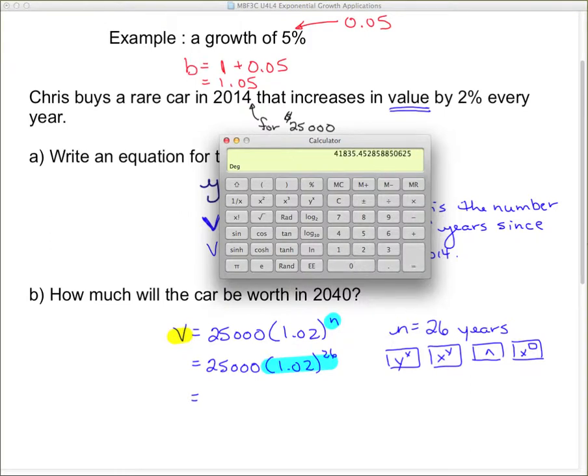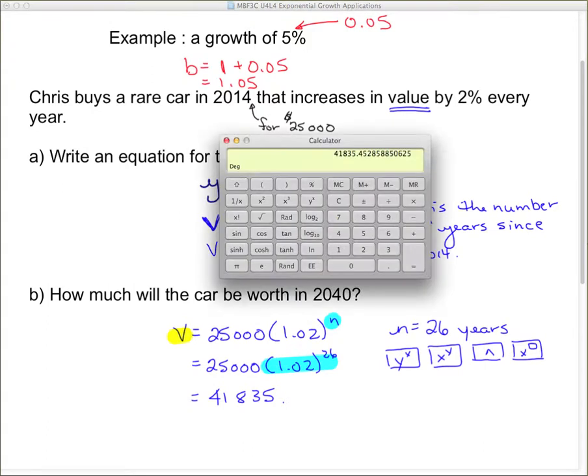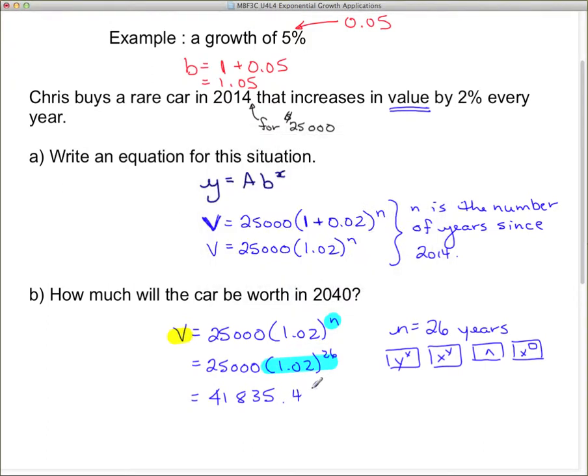So just go times 25,000 equals. So the car is worth $41,835. See if I can remember that. $41,835. And how many cents? 45 cents. So there's how much the car is going to be worth.